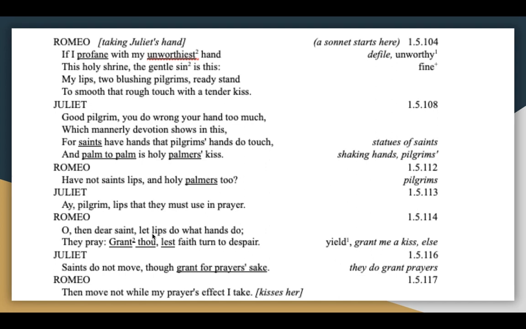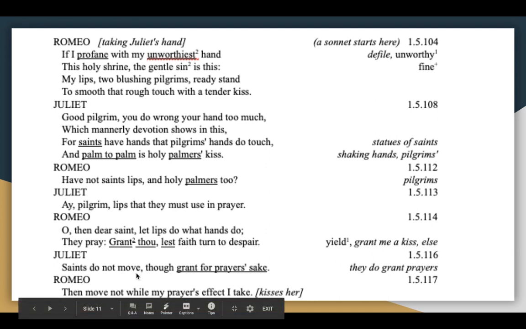Oh then, dear saint, let lips do what hands do. So let our lips do what our hands do. They pray, grant thou, lest faith turn to despair. So they pray, kiss me or I'll be sad. That's what he's saying: grant thou lest faith turn to despair. So if you don't give me a kiss, my faith is going to make me sad. This is kind of similar to Act 1, Scene 1 as well, I think. But yeah, we move on.